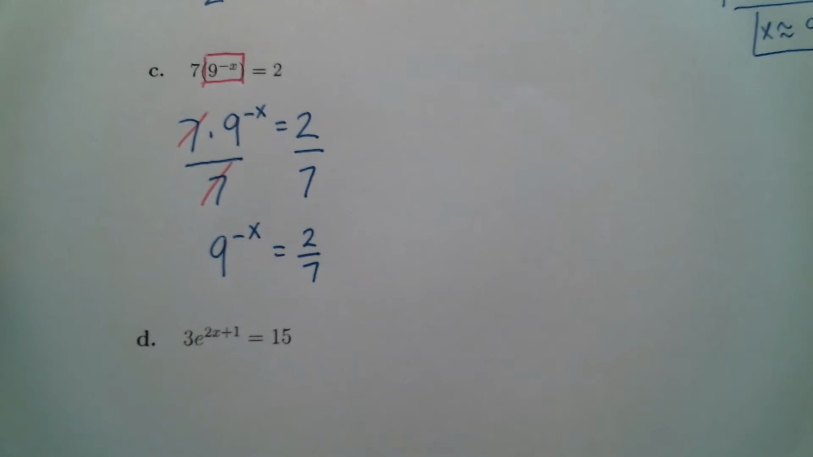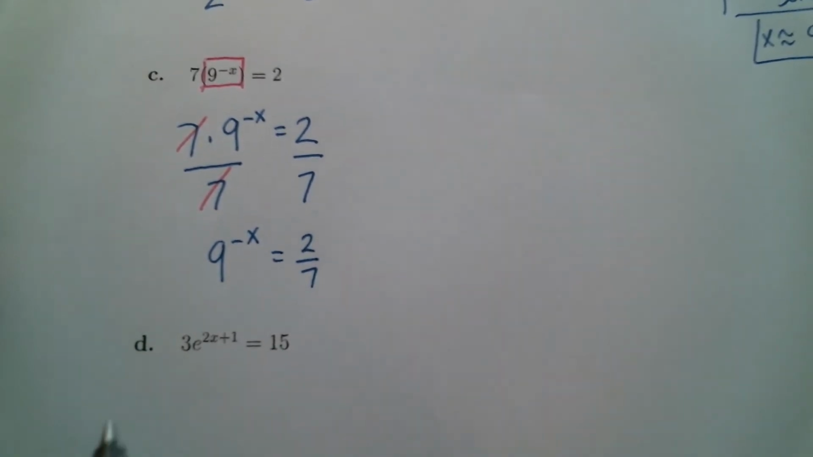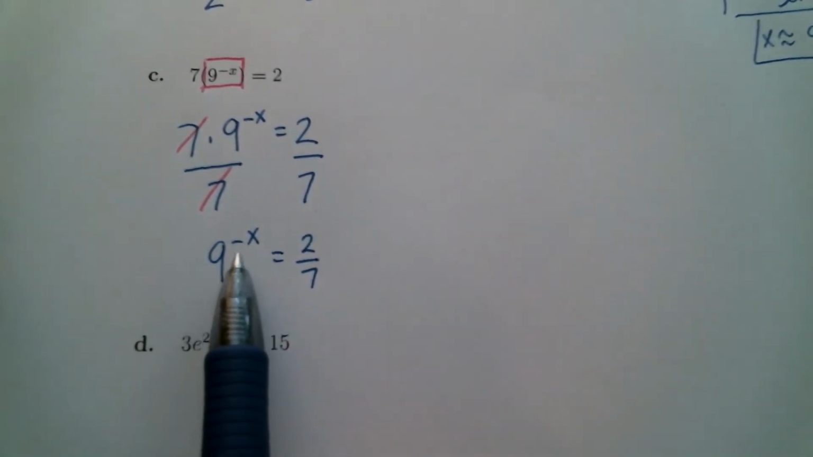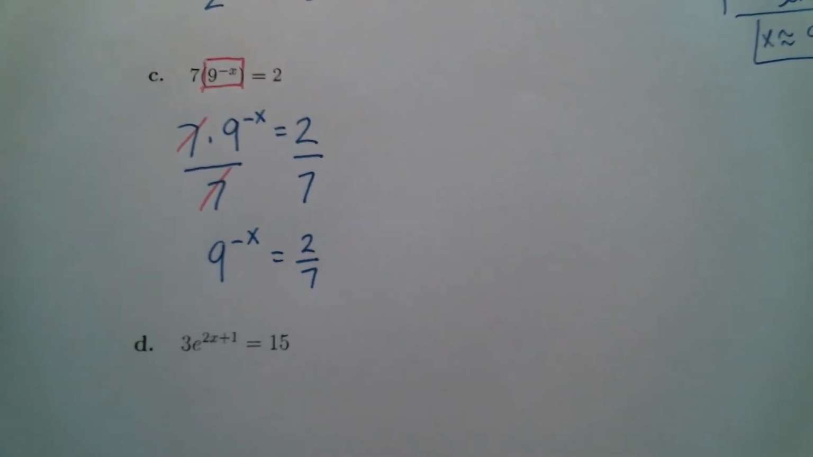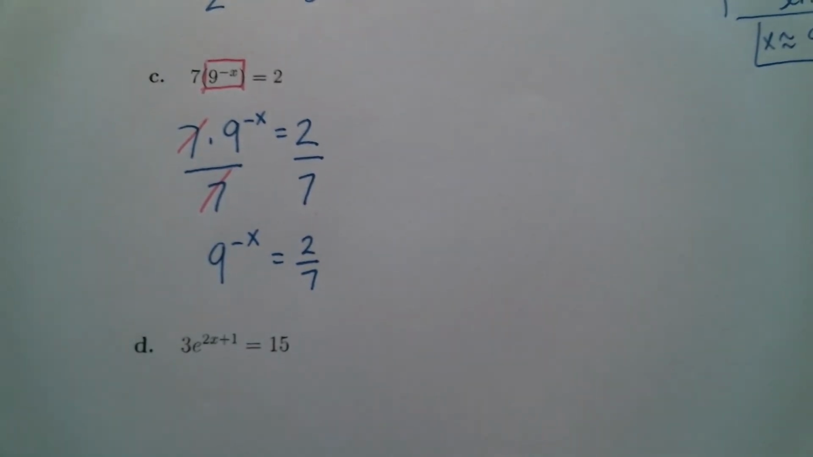Now this guy is isolated. 9 to the negative x, the thing that has the x in the power, is by itself. Now it's okay to take the logarithm of both sides. Remember, it's up to you if you want to use natural log or the base 10 logarithm. Since in example B, I used natural log, I'll use log here. But remember, your decimal answer is going to come out the exact same.